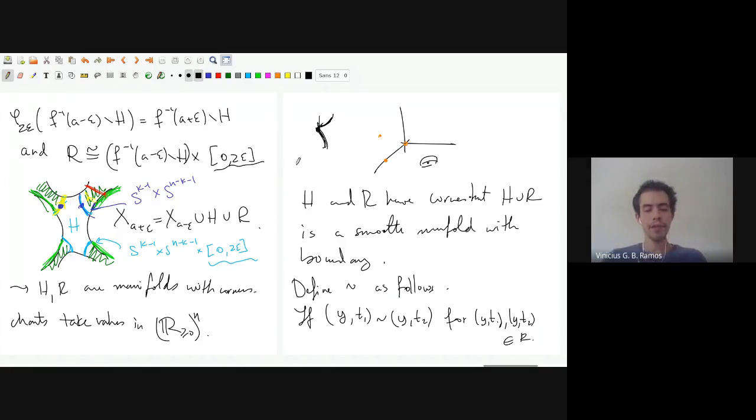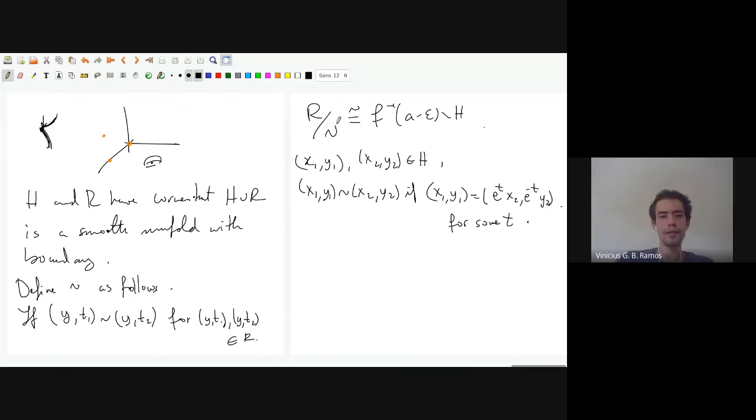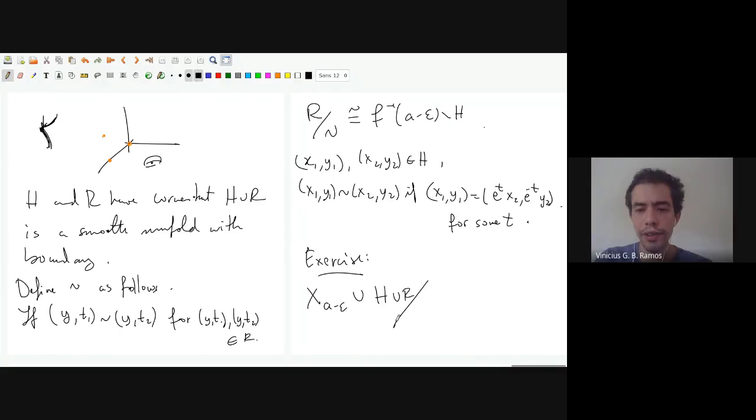Okay, so after I do these two quotients, maybe I can write this as an exercise: when I look at X_(A minus epsilon) union H union R, and I quotient by this equivalence relation, this is homeomorphic to what I already had. So this doesn't change the homeomorphism type.